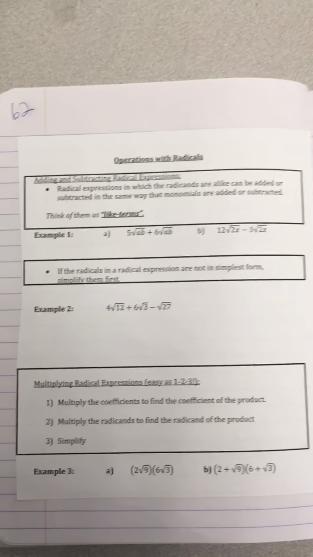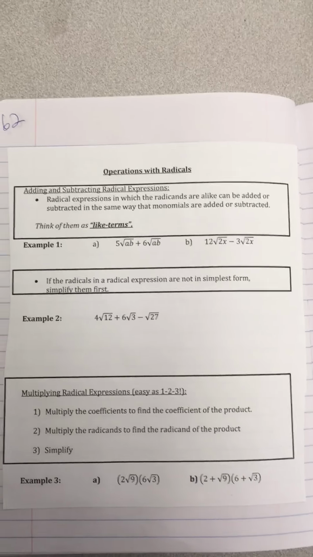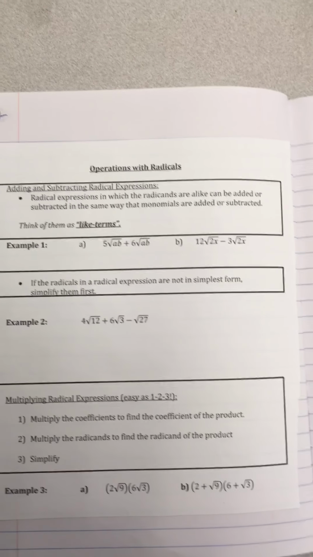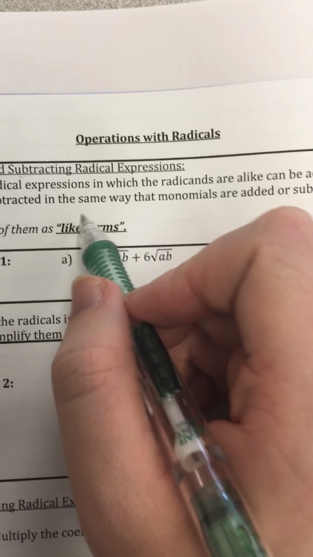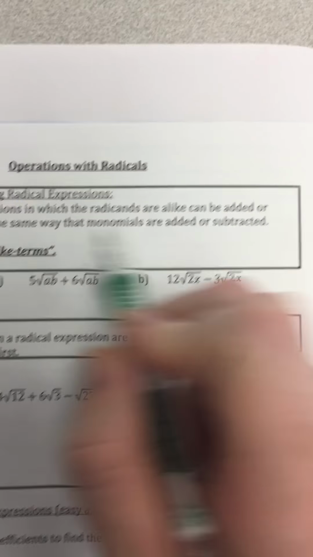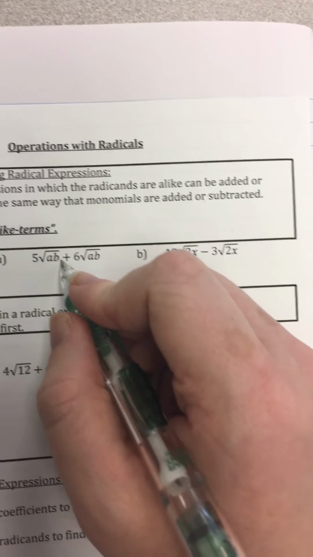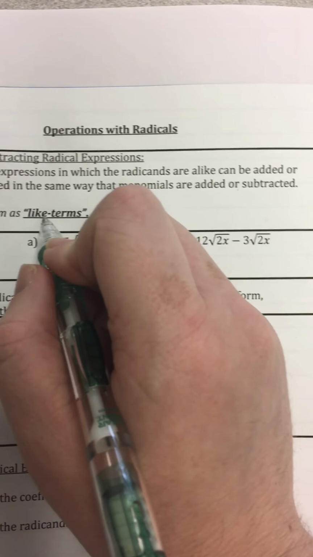In this video, we're going to learn how to use our radicals in order to do operations, specifically addition, subtraction, and multiplication. So we're going to start with adding and subtracting first. They can be added or subtracted as long as the insides are the same. So we're going to think of these as like terms.